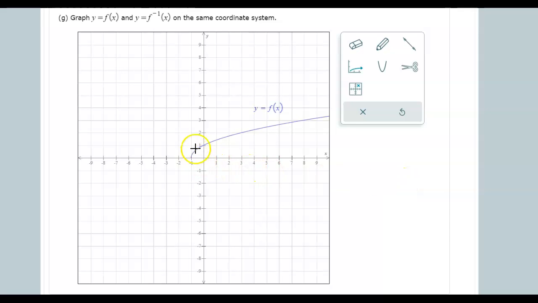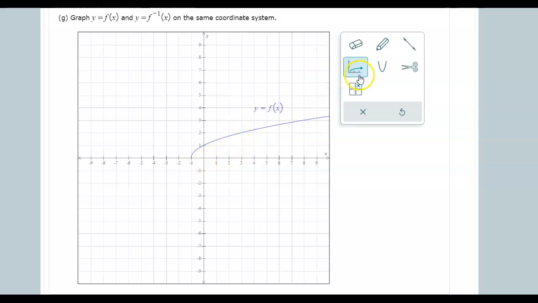When trying to graph the inverse of this function, which was the square root function, we have to be careful. The inverse of this function is actually a parabola because it was an x squared. Now, we do have the domain restriction that it is only x greater than 0. We are not graphing another square root and then switching it.